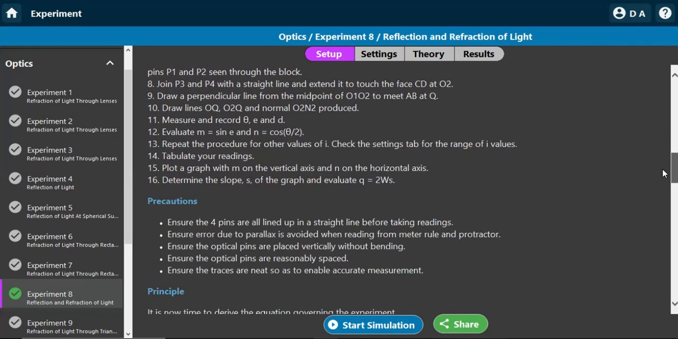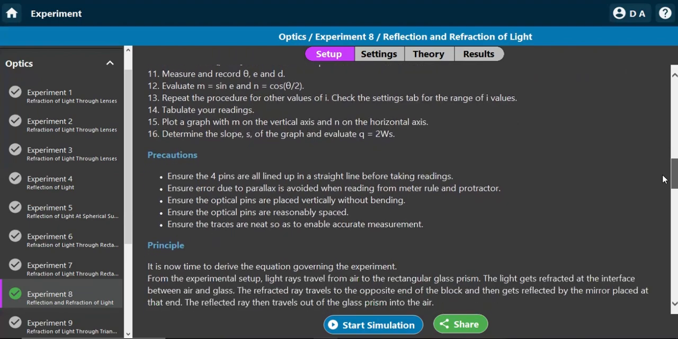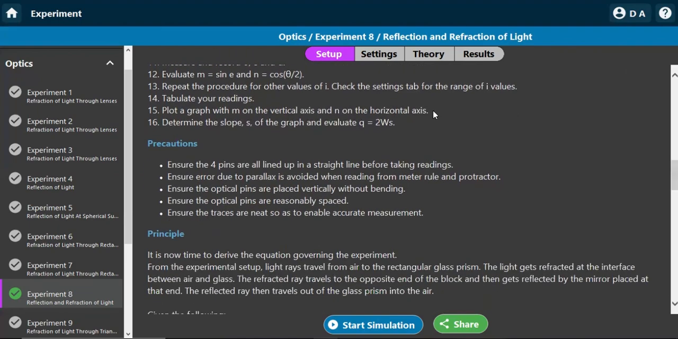Then repeat the procedure for other values of I and plot a graph of M on the vertical axis and N on the horizontal axis. Once that's done, we are meant to determine the slope of the graph and evaluate Q, which is 2WS. So W is the width of the rectangular prism, S is the slope. So this is what you should be expecting on the exam day. There may be slight variation to this, but this is roughly what you should be expecting.